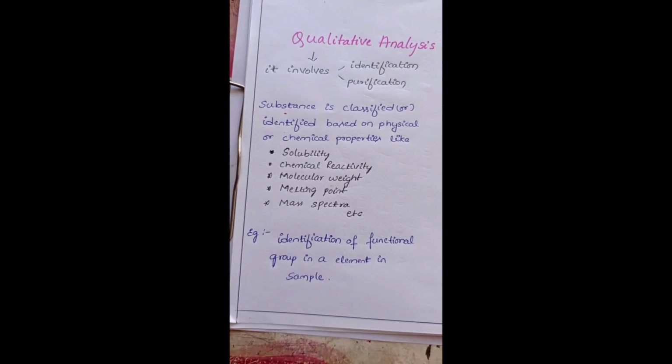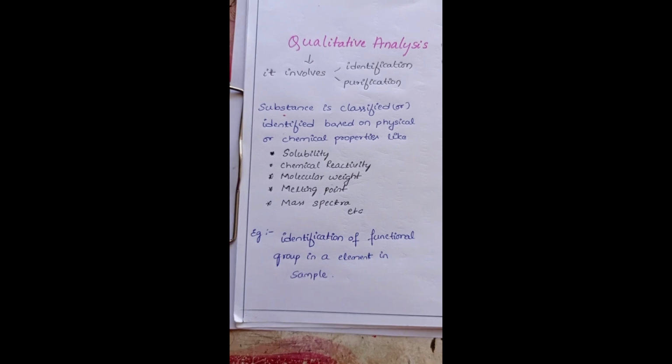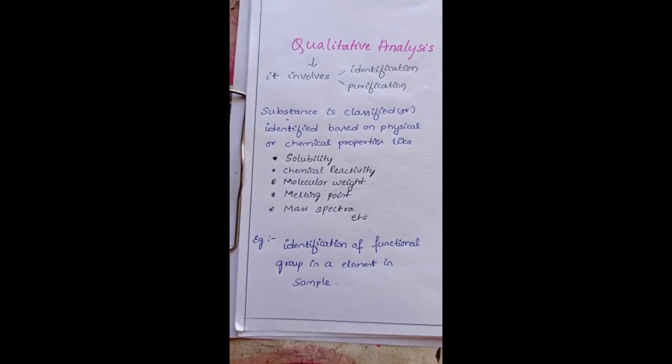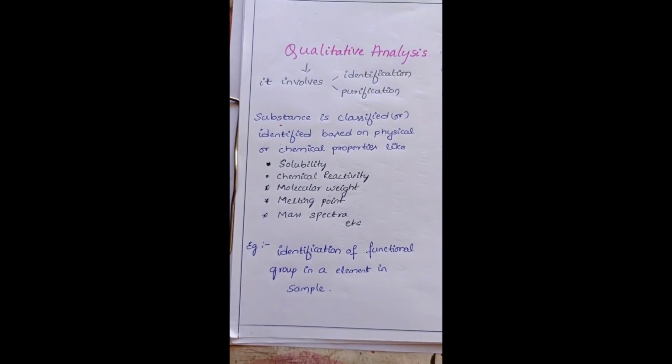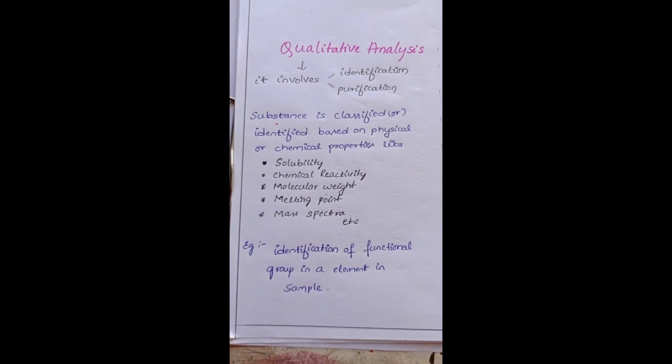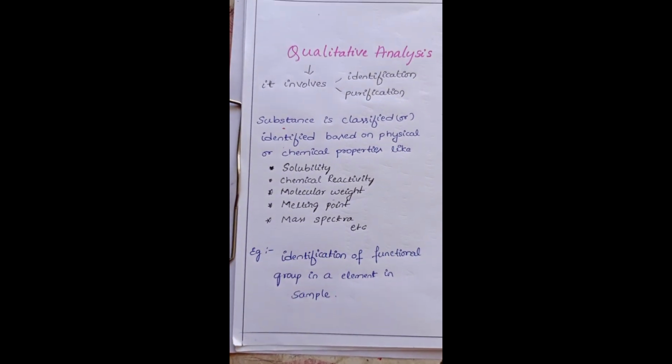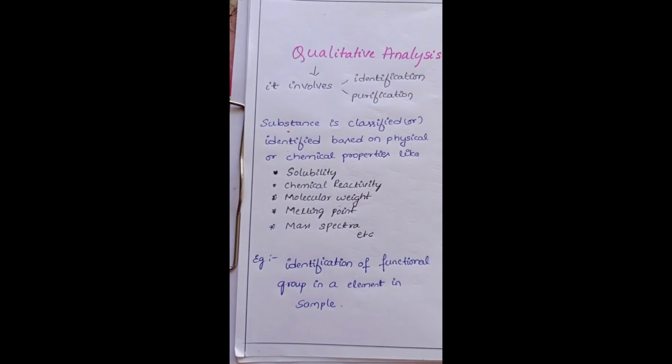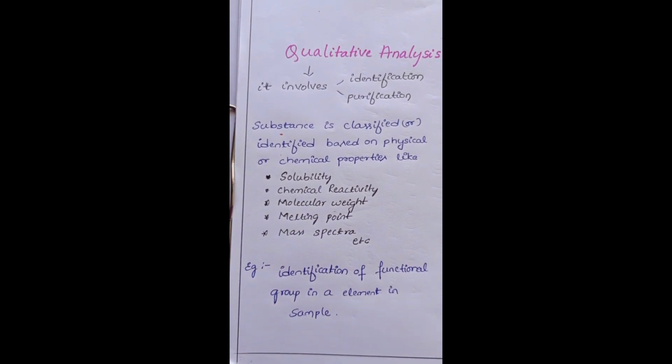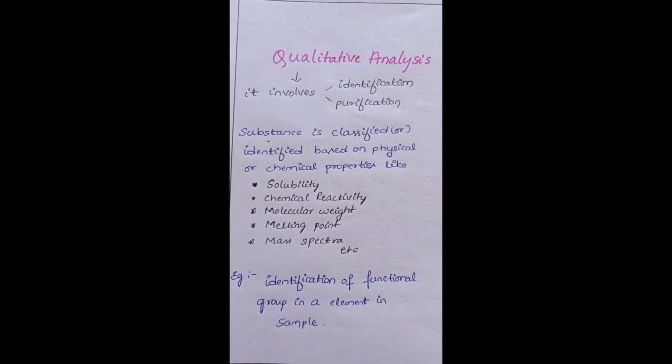In qualitative analysis, we can give an example of a functional group. The substance which contains a functional group, the functional group we can identify, but we can't quantify the amount of substance present. So the functional group can be identified in a given sample.